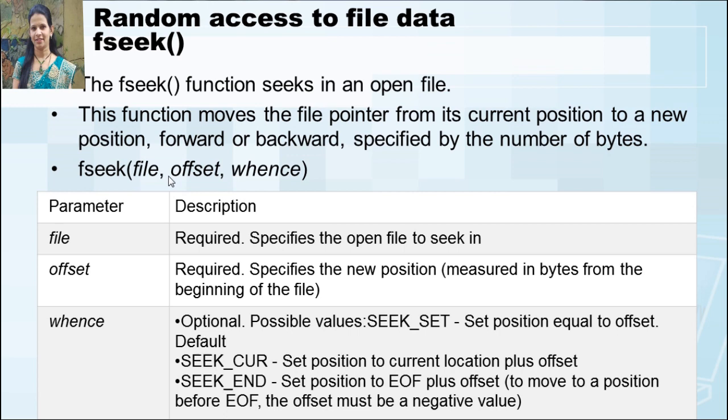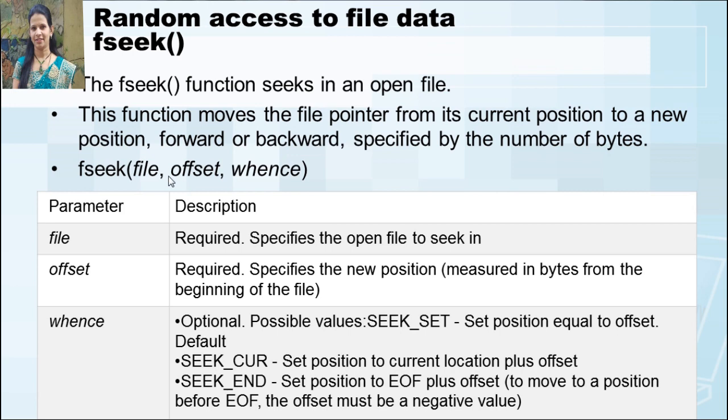You need a file, to say which file you want to read or seek in. Then offset, which is also required. These two fields are required, the file and the offset. It specifies a new position where to go. It seeks in an open file, so you need to give the offset also; the new position is important.